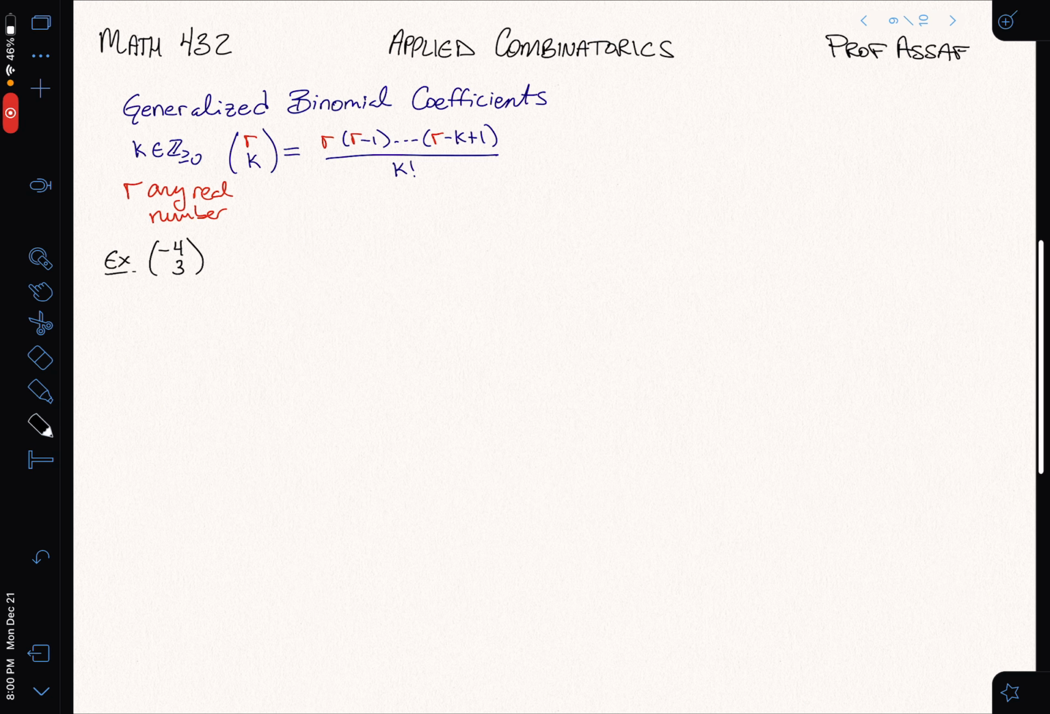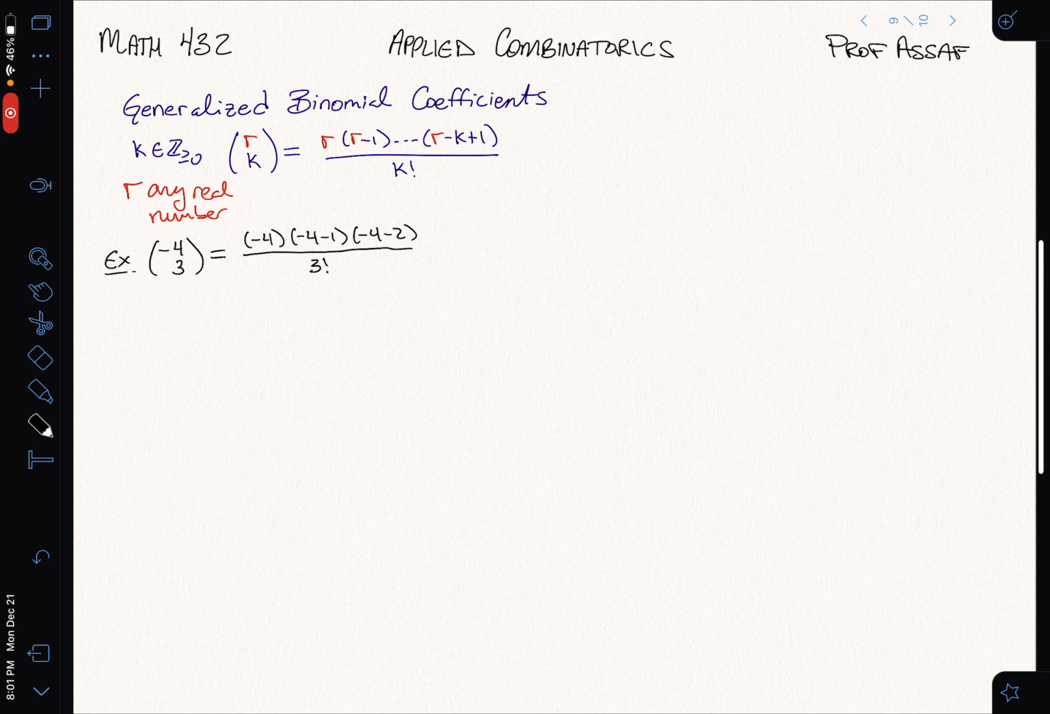How would we compute negative 4 choose 3? Again, we can't rely on the combinatorial definition because that doesn't make any sense combinatorially, but algebraically we can compute it. So let's compute it and see what happens. Minus 4 times minus 4 minus 1 times minus 4 minus 2. That's the numerator. 3 terms on top is the easier way for me to remember it. And then I'm going to divide by 3 factorial.